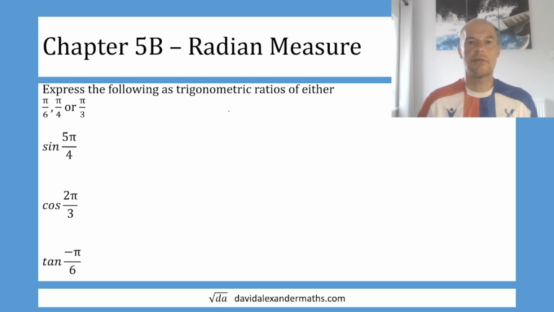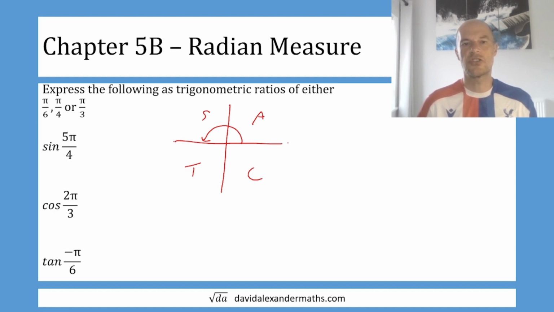So sine of pi over 4. If I do my CAST diagram, remember that when we do the CAST diagram, we measure anti-clockwise from this point here. Normally we see this as 0 degrees, 90, 180, 270, 360. So if this is 180, this is not 2 pi, this is pi. This is pi over 2, and this is 3 pi over 2. It helps, of course, just to remember, if you know that 360 degrees is 2 pi and 180 is 1 pi, then you're off to a good start.